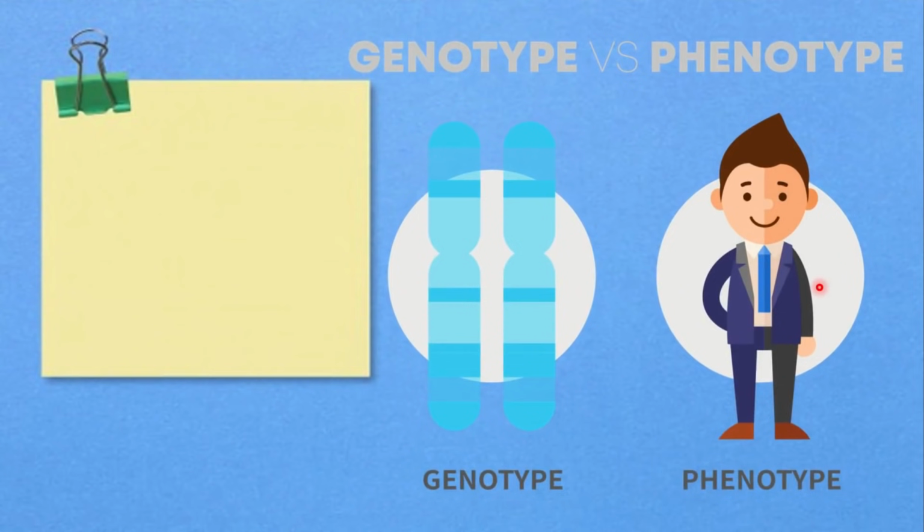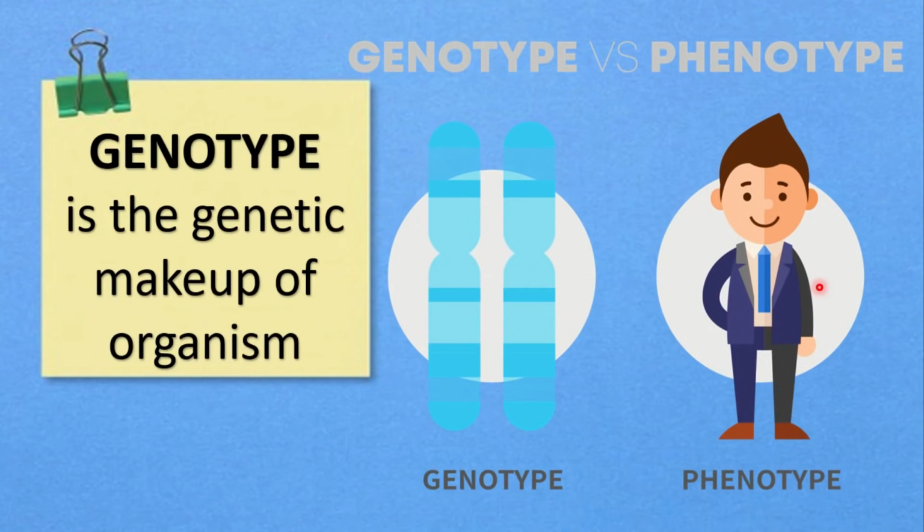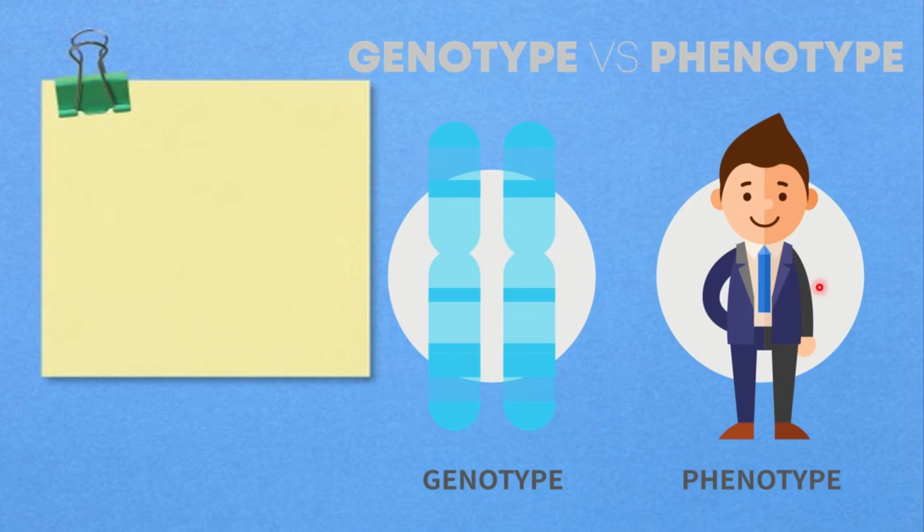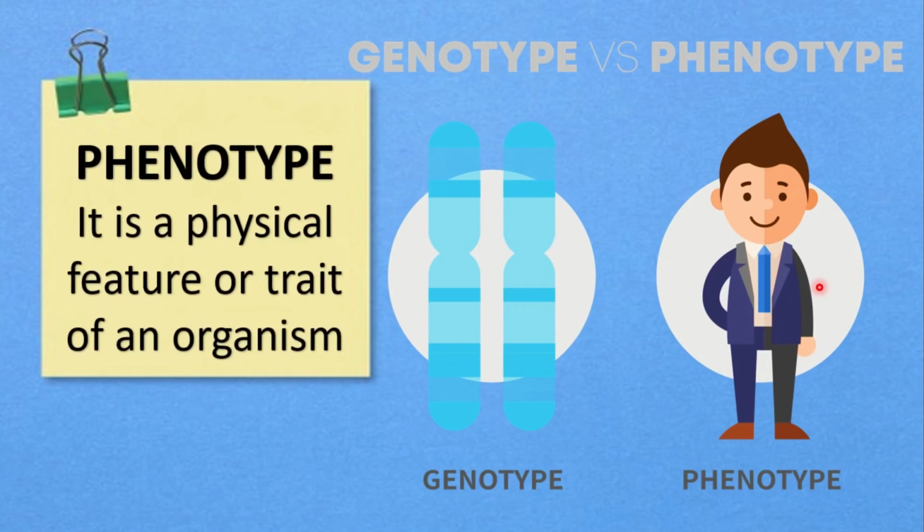Next, I know that you are all familiar with genotype and phenotype. Now let us differentiate them. First up, genotype. It is the genetic makeup of an organism. It is the combination of two alleles. While the phenotype is the physical appearance or the physical feature or the trait of an organism.